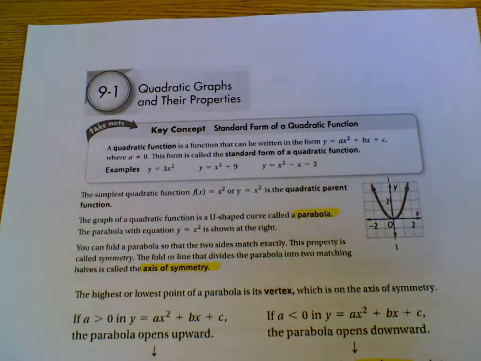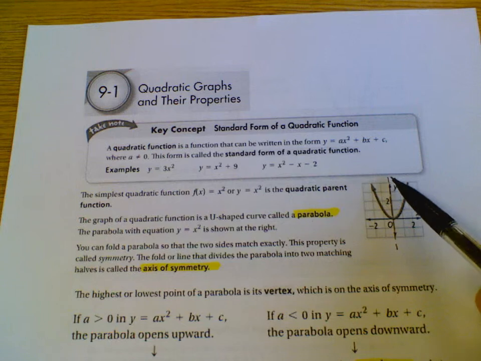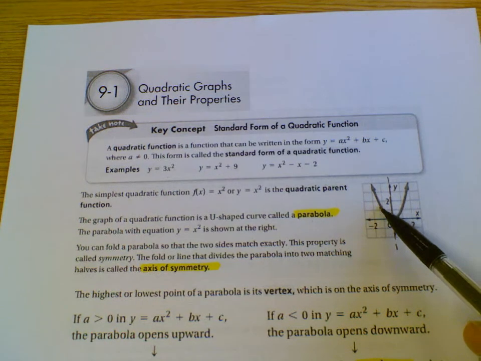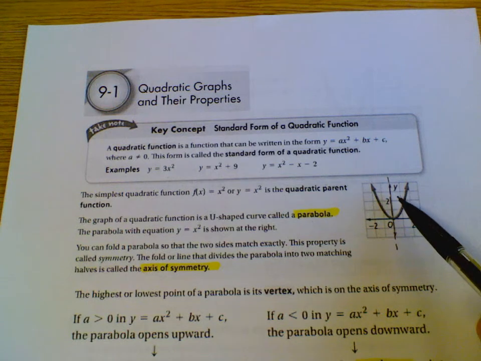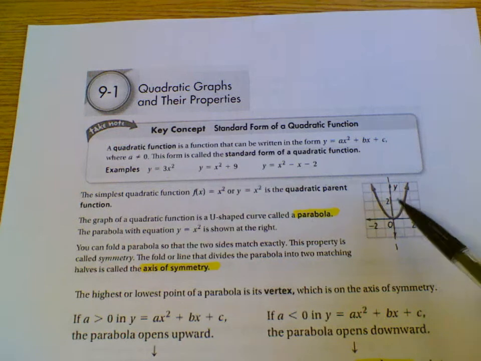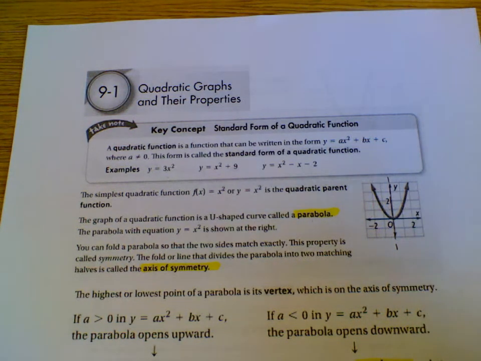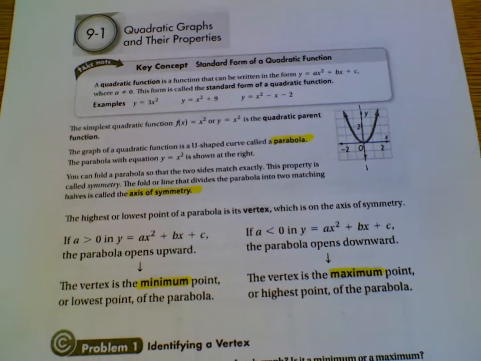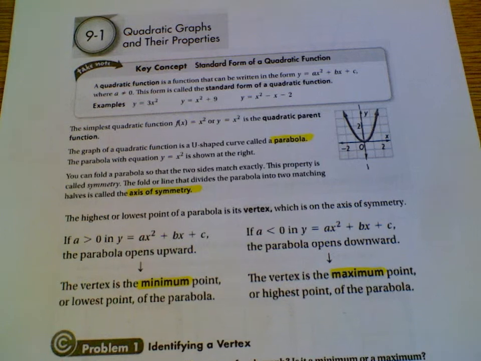For example, here on this parabola, this is an axis of symmetry, meaning that if I folded across that like a piece of paper, this side would fit exactly on top of this side. Symmetry means they are exactly the same on both sides once I fold this. Okay? So the next piece is knowing a vertex and a minimum and maximum.